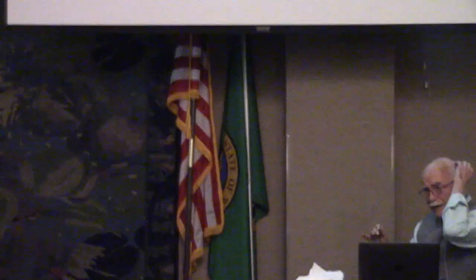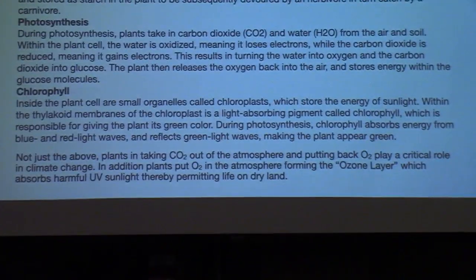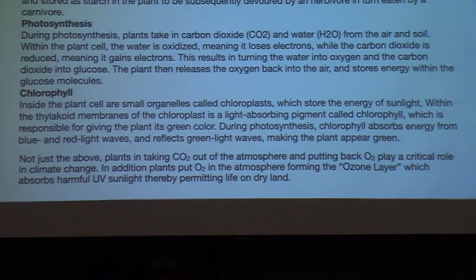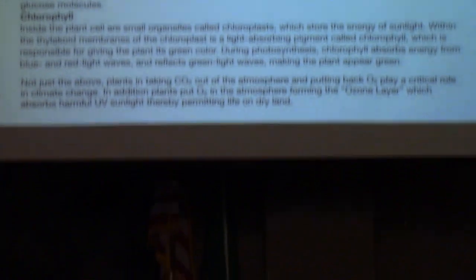That's what makes the plant appear green. Now, one of the things that I also wanted to point out is that not only do plants provide us with food, they take CO2 out of the atmosphere and put back oxygen. That's a critical role in dealing with climate change. But that oxygen that they produce ends up being absolutely essential in producing the ozone layer, which is, again, absolutely essential to being able to have life on land.